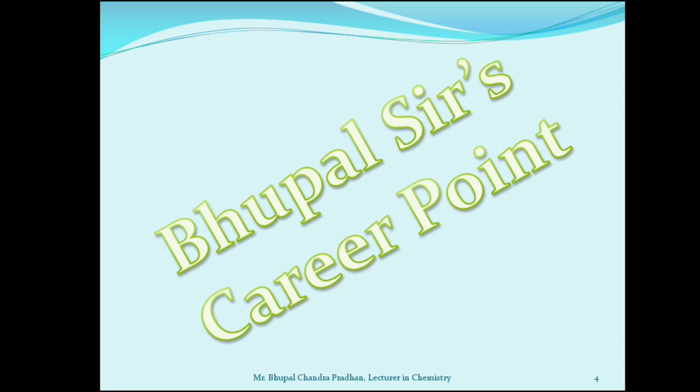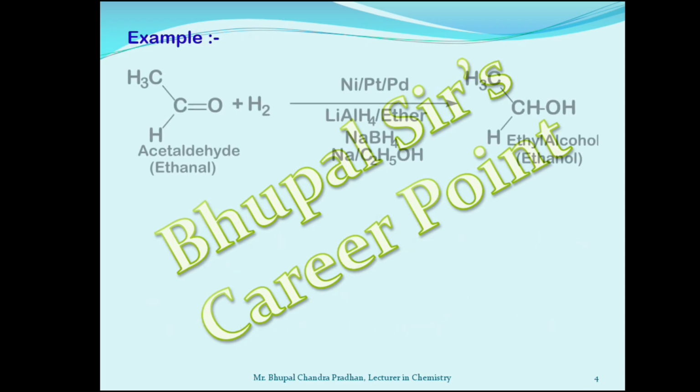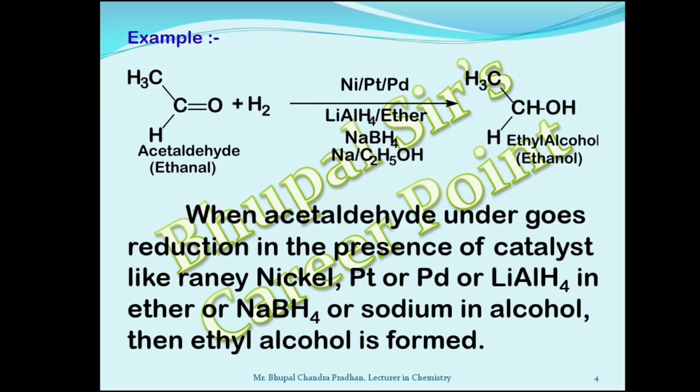Let us come to an example. Let us take CH3 in place of R. Then the aldehyde will be acetaldehyde or ethanal. After reduction with nickel, platinum or palladium, or lithium aluminum hydride in ether, or sodium borohydride, or sodium in alcohol, it will give us ethyl alcohol or ethanol.